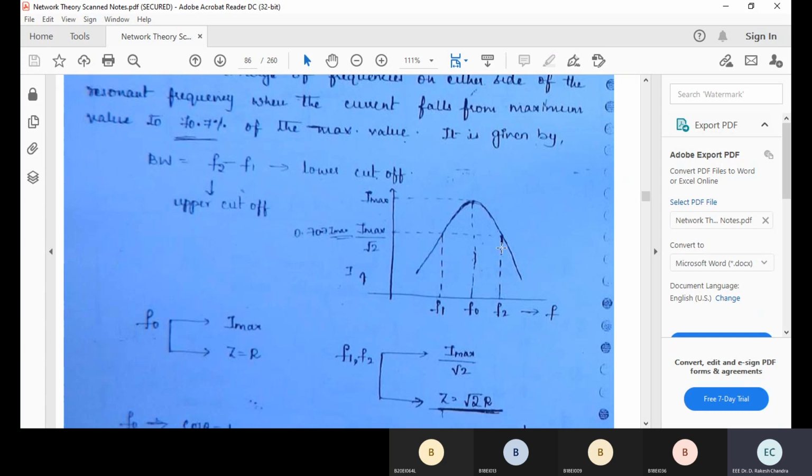You just draw the curve like this. If you draw the curve against frequency, this is the lower cutoff frequency F1. This is the upper cutoff frequency F2. This F2 can also be called FH, higher frequency or upper cutoff frequency, and your F1 is nothing but your FL or lower cutoff frequency. So the difference of these two frequencies is your bandwidth, equal to F2 minus F1, otherwise FH minus FL.